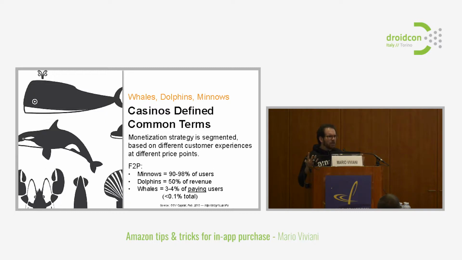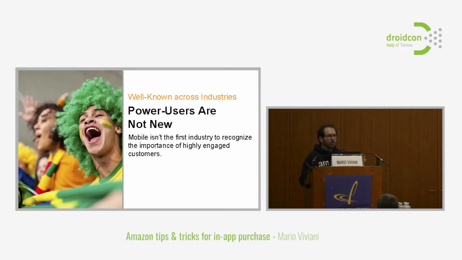But when it comes to Amazon, we don't really like to use these terms. It's not very customer focused to call someone a minnow or a dolphin, right? That doesn't sound great. So we have another term, which is power user. It's actually a pretty common term in the mobile industry. And actually, power users are not new. There's evidence of power users across a variety of industries. Sports is a classic one. And mobile, of course, is not the first industry to recognize the importance of this vital few.